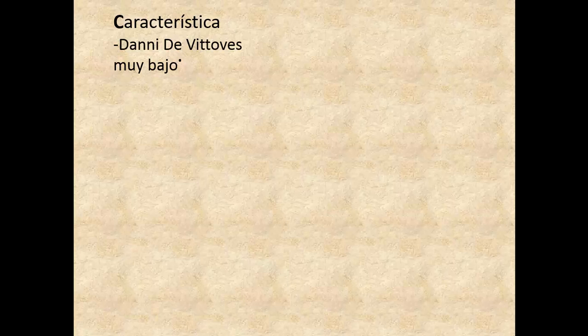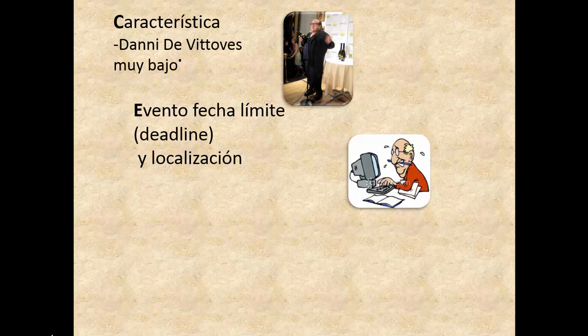And characteristic. Characteristics are hard to change if it's part of you. For example, I'm blonde and I'm probably medium height, but it's hard for me to change. For example, Danny DeVito es muy bajo. Or I could also talk about an event.